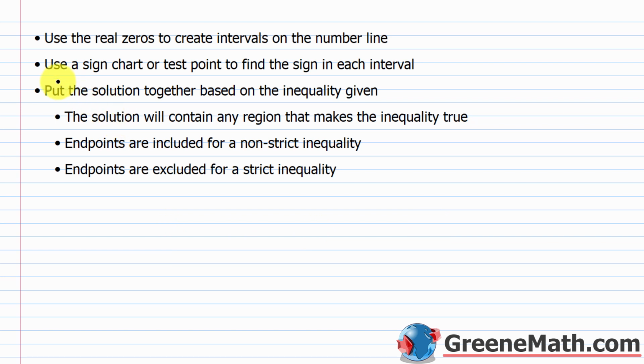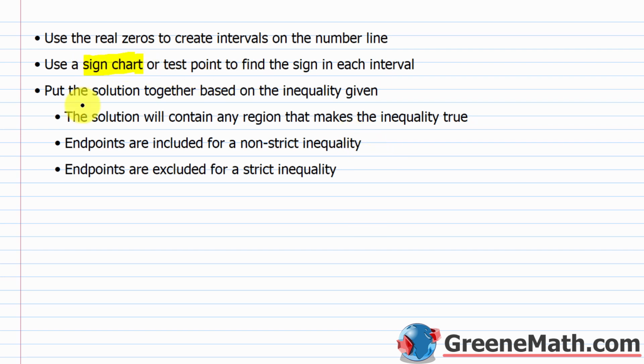And once you have those intervals, you can use a sign chart, or again, a test point, to find the sign in each interval. When you have some of these polynomial inequalities, it's very time consuming when you're plugging things in. So I would actually recommend in this situation to use a sign chart and not to get a point.